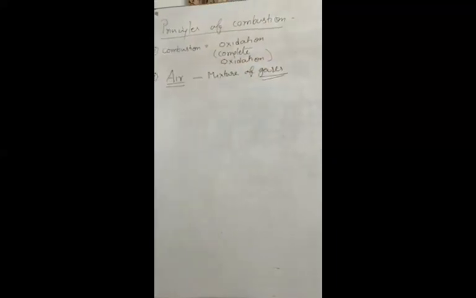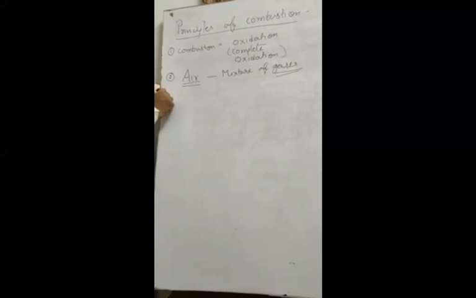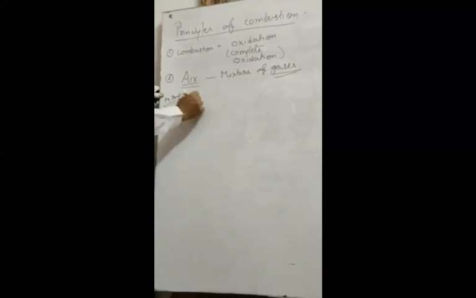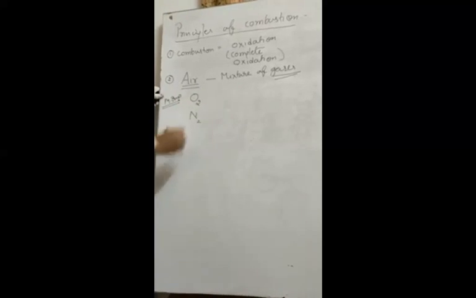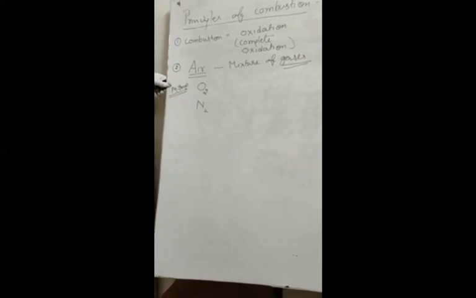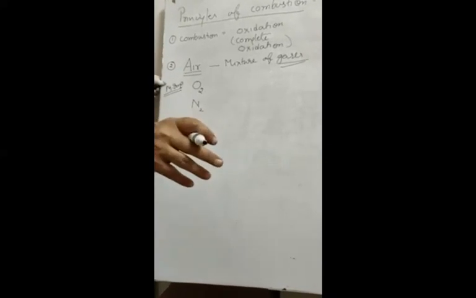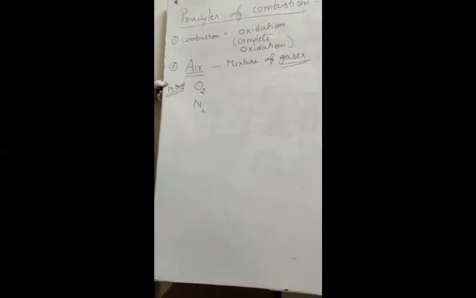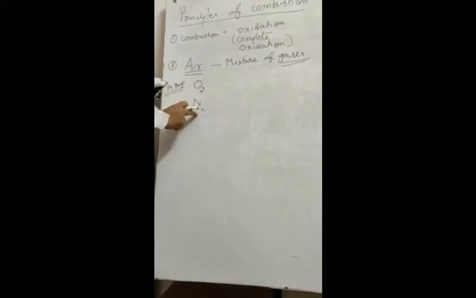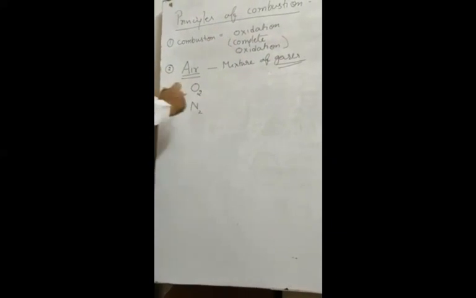Air is a mixture of gases, and the most important thing is that the major contributory gases present in it are oxygen and nitrogen. Nitrogen does not contribute to combustion. It creates an inert atmosphere. If nitrogen was not present in the atmosphere, everything could have burnt and resulted in carbon dioxide. So it provides an inert atmosphere.